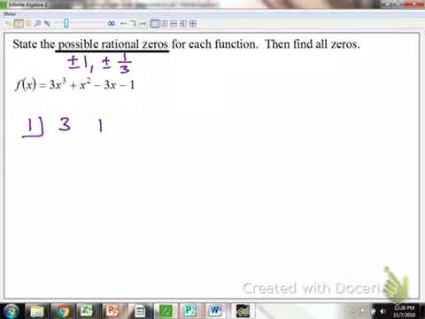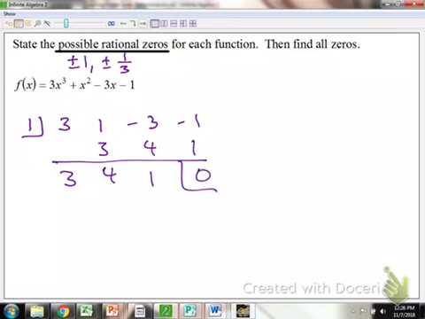3x cubed, 1x squared, negative 3x, negative 1, and 3, bring down the 3, multiply, that's 4, multiply, that's 4, that's positive 1, and it's our lucky day because 1 does actually work again. It gives us a 0, and the quotient, the remaining polynomial that we'll find the zeros for, is going to be 3x squared plus 4x plus 1 equals 0. And that, again, is a factorable polynomial.